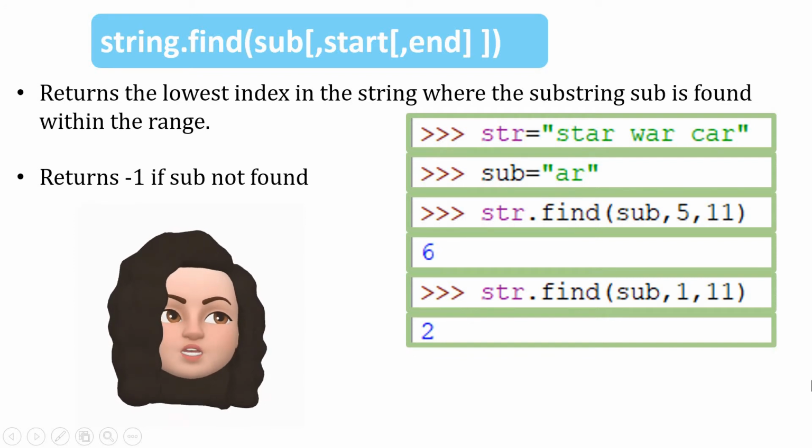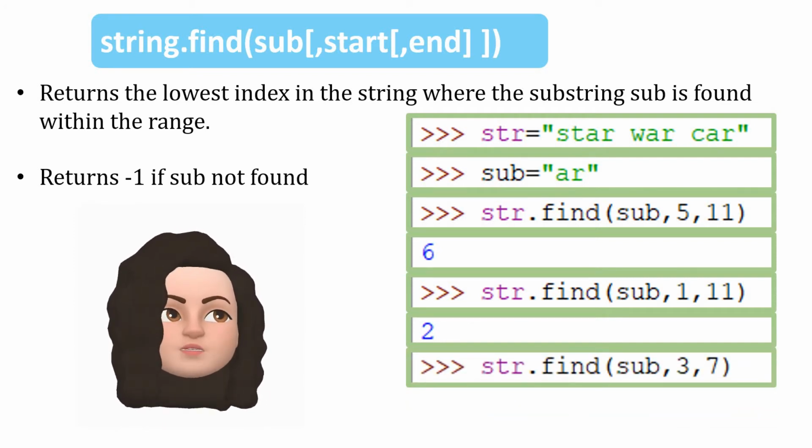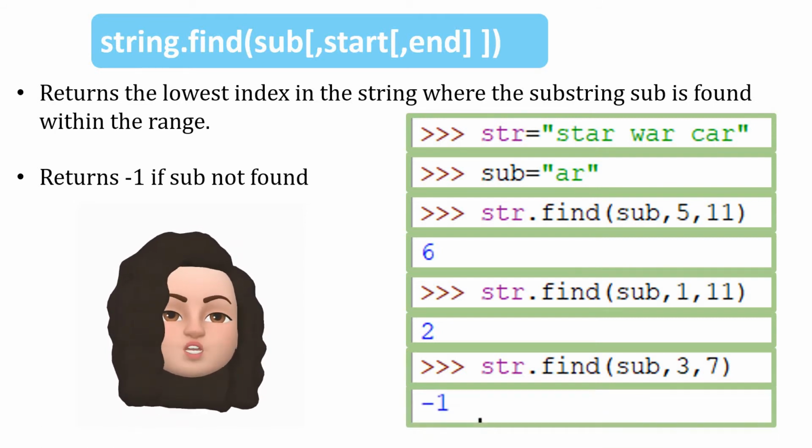Next one, str.find(sub, 3, 7). So 0, 1, 2, 3. 3 is the letter R. 4, 5, 6, 7 will not be included. 6. So in this you don't have the substring AR. The AR substring is not present. So Python is returning -1. So if the substring is present, then Python will return the lowest index in the string. If it is not present, it will return -1.